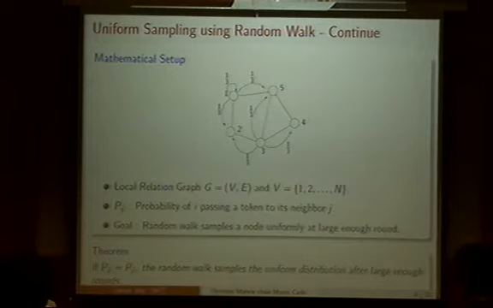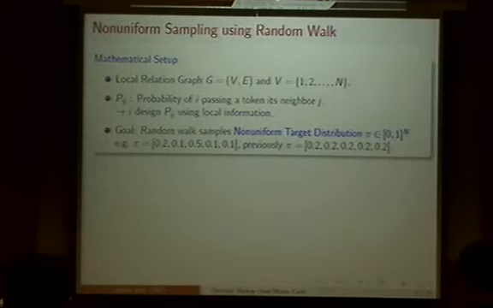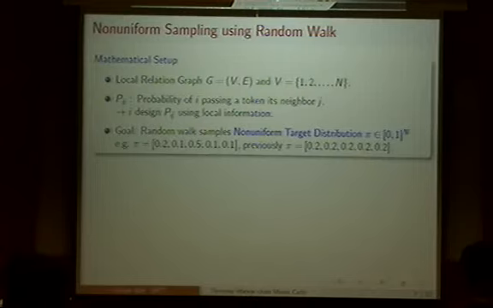So far I described a random walk algorithm to sample a uniform distribution. Now I go to a more general problem, sampling a non-uniform distribution. The problem setting is the same as before, except for the non-uniform target distribution pi. Previously, we talked about uniform distribution pi, but one can imagine another distribution pi, non-uniform.